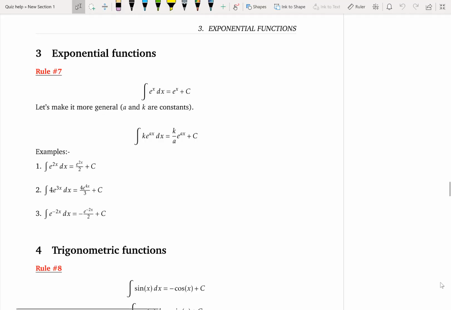Alright, hello everyone. So the next topic in our basic integration review series is how to integrate exponential functions.